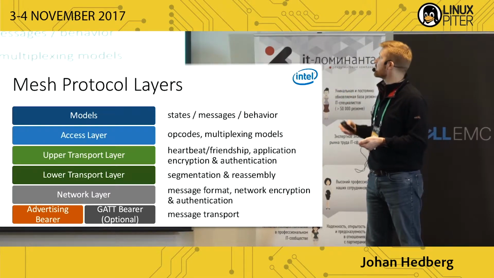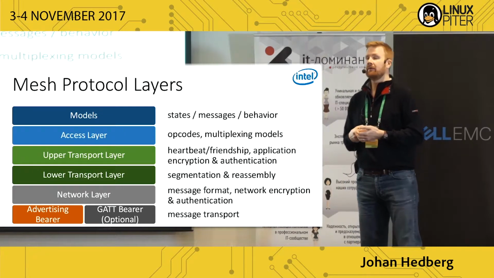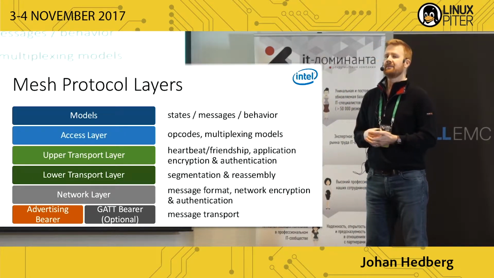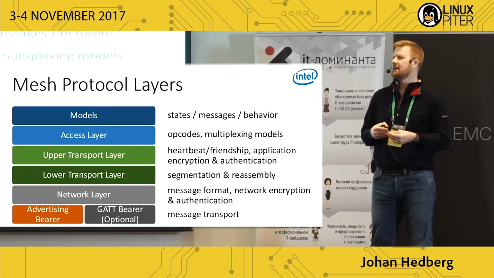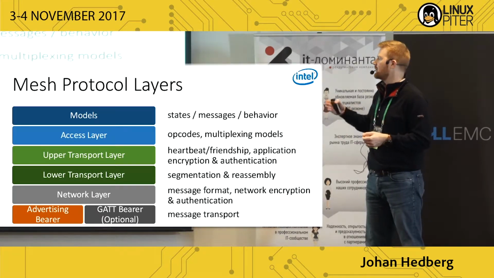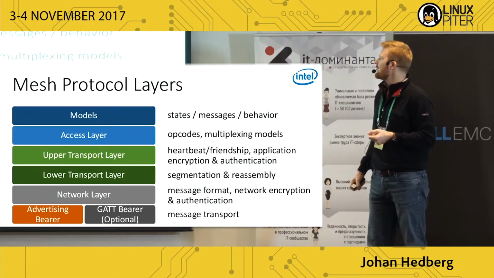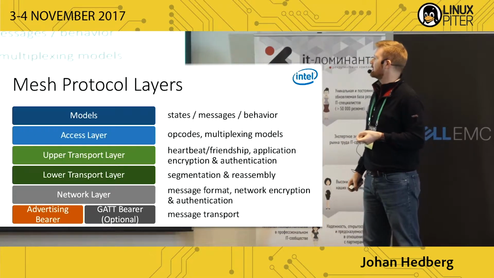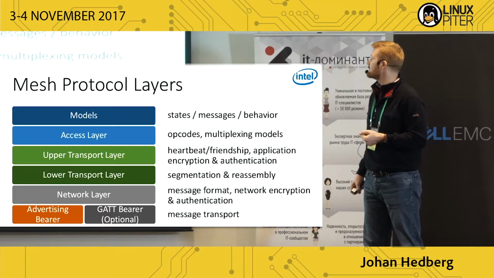You've got transport layers on top of that, where you have support for segmentation and reassembly. The actual packet payloads that you have in mesh packets are quite small. We're talking about up to, I think, 15 bytes at most. So if you have a message that's bigger than that, you need to segment it, and then it can be reassembled on the receiving side. And then there are some generic features like heartbeat and friendship. I'll go a little bit into friendship later in the slides.